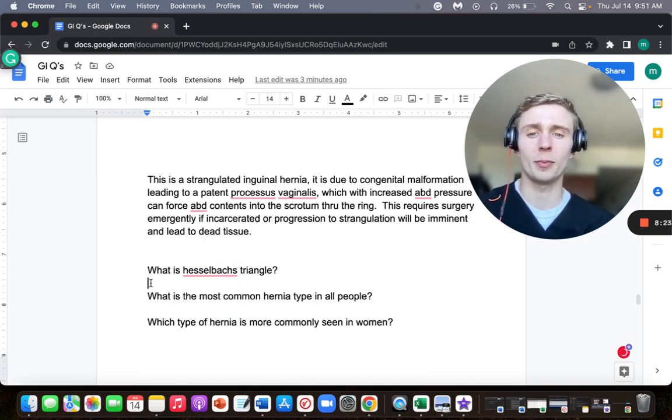So next, what is Hesselbach's triangle? Important anatomical landmarks to know. And what is the most common hernia type in all people? Which type of hernia is more commonly seen in women?